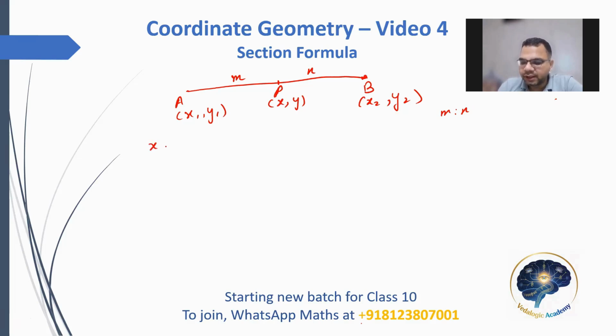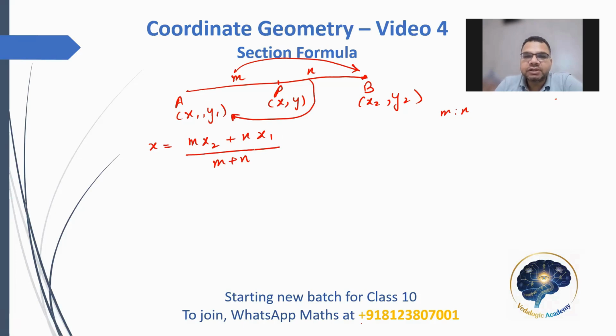So how do I do that? To find the x coordinate of P, I'll use this m. So m is near to x1, y1, so I won't use m with x1, y1. I'll use m with the point which is far away, with B. And similarly for n, I'll use it with A. So in this case, x will become m times x2 plus n times x1 upon m plus n.